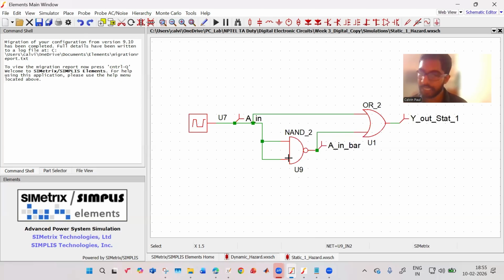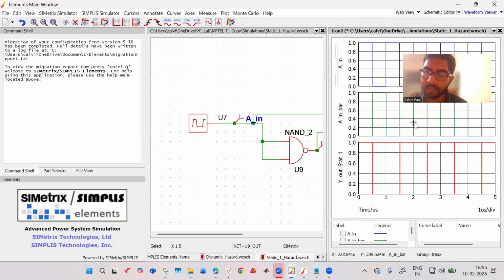So what I have done is I have this OR gate, same as before. This is your A signal, A input. This NAND, when you connect both the inputs of the NAND, acts as a NOT gate. So this is implementing a NOT gate. Let us see how the output looks. This is a square pulse. It goes high, low, high, low. So let us run it. Okay, this is how it looks.